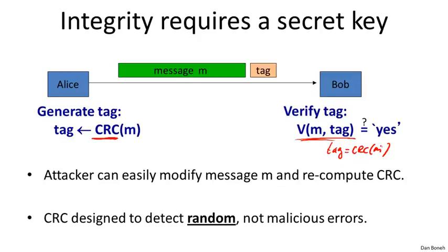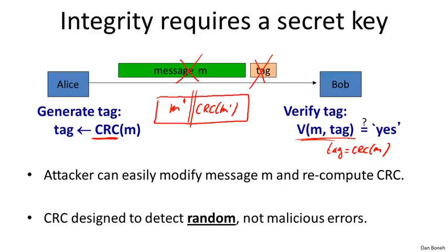In other words, an attacker can very easily modify the message en route and fool Bob into thinking that the new message is a valid one. The way the attacker will do it is he'll cancel the message and the tag, he'll simply block them, and then he'll produce his own message M prime and compute his own CRC on this message M prime and then send the concatenation of the two over to Bob.